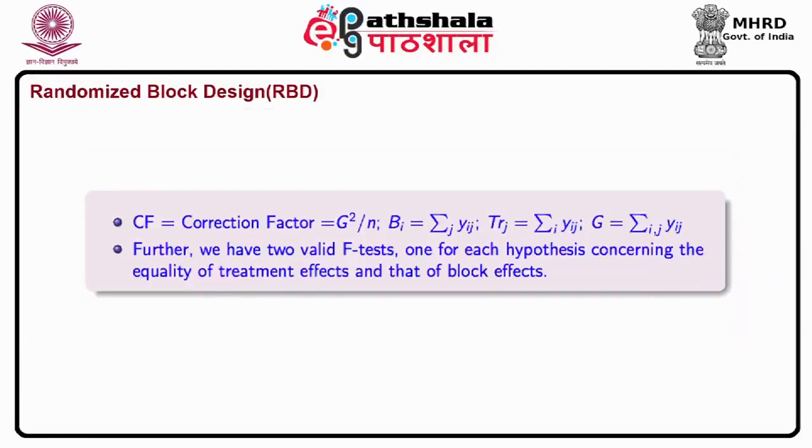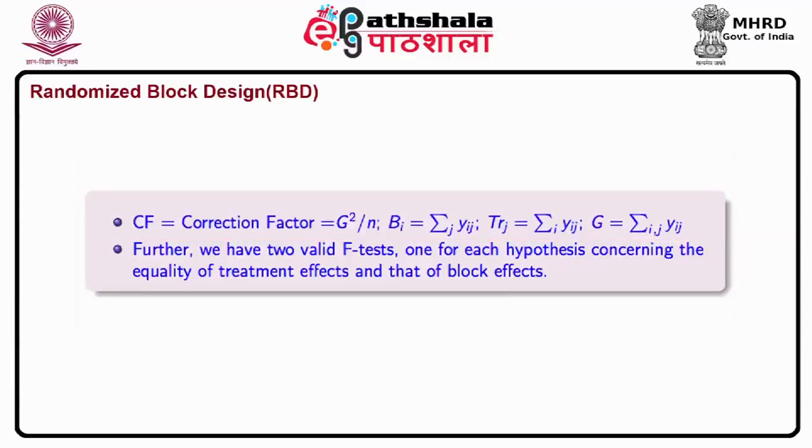And as I have told, CF is the correction factor, which is capital G square by N, and Bi is equal to sum over j, Yij, and the treatment total Tj is equal to sum over i, Yij. And G is equal to sum over ij, Yij. That is the double summation. That is the total sum.